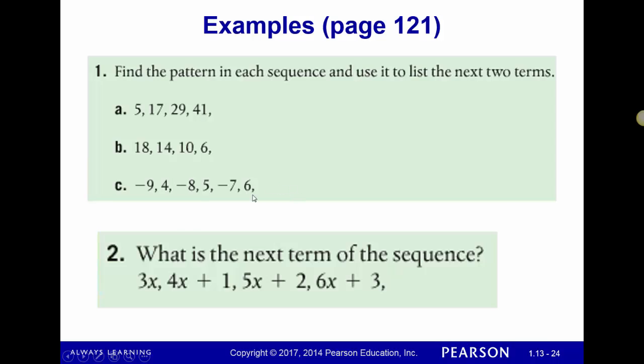And then finally this sequence here, 3x, 4x plus 1, 5x plus 2, 6x plus 3. So the x terms are going up by 1x each time, and then we're adding, so this would have been plus 0, plus 1, plus 2, plus 3. So the next term here would be 7x plus 4. So hopefully this will help you as you're working through the problems in sections 1.13 and 1.14.